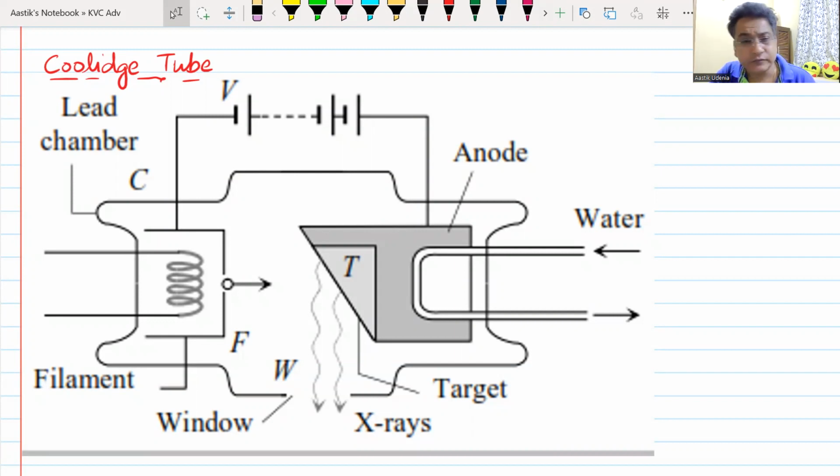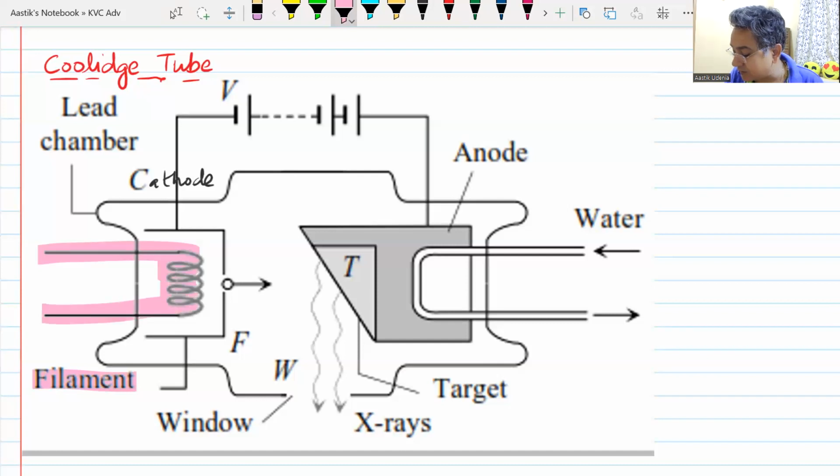Sir, basically electrons will travel from cathode to anode. Where is the cathode? Filament. What is the function of this filament? This is the cathode, C, cathode. This is the filament. You see this pink thing? What is the function of this filament? They emit electrons. How does the filament emit electrons?